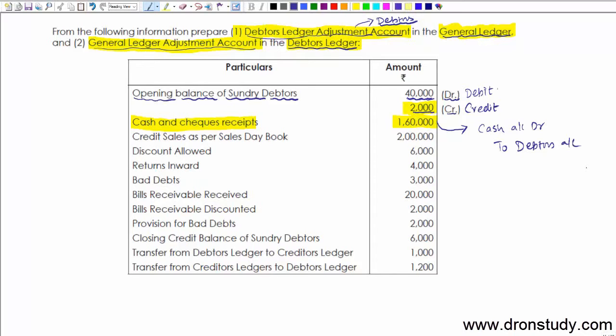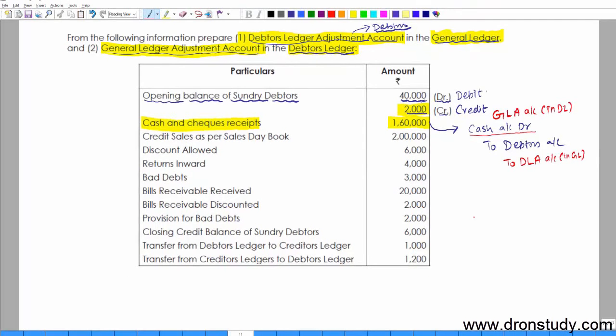But now we have self-balancing system. It means instead of cash, what will be our entry? Instead of cash, we'll have general ledger adjustment account in debtors ledger, and instead of debtors, we'll have to debtors ledger adjustment account in general ledger. So now let us pass this entry, that is, general ledger adjustment in debtors ledger has been debited and debtors ledger adjustment in general ledger is credited.